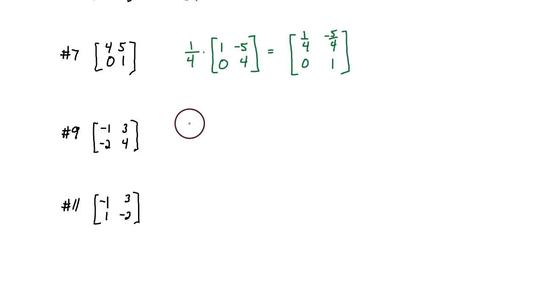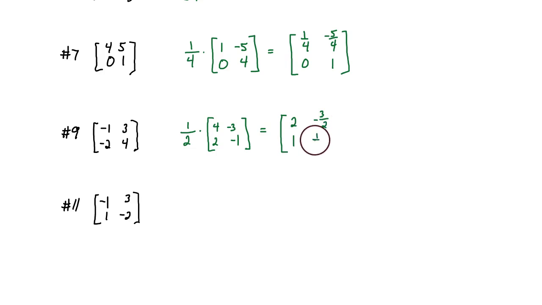Number 9, to get the inverse, 1 over the determinant. Negative 4 minus negative 6. And that makes 2. Now the matrix portion of this. Switch these two numbers. So the 4 here, the negative 1 here. Change the sign of the other numbers. Negative 3 here, positive 2 here. Now distribute the 1/2. So 2, negative 3/2, 1, and 1/2.